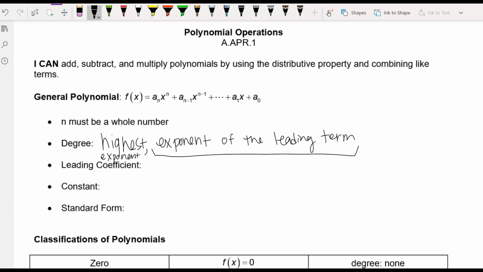All right, leading coefficient, that is the number in front of the variable of the leading term. So your leading term has the highest exponent, and then that number in front of it is your leading coefficient. Constant is a number without a variable.